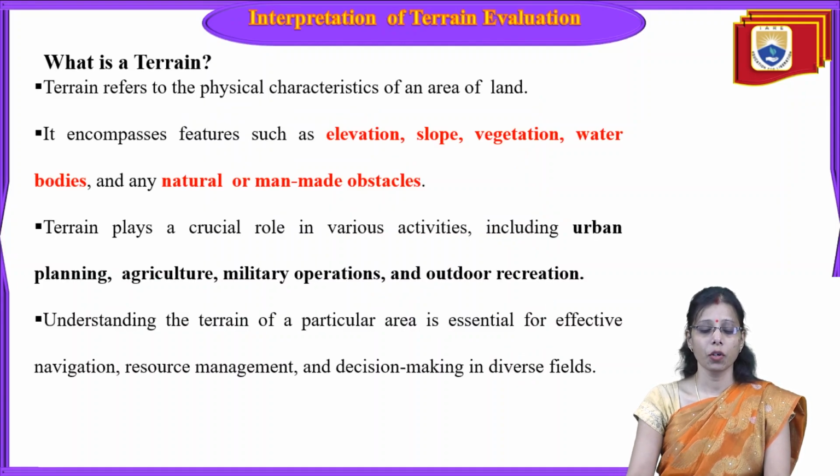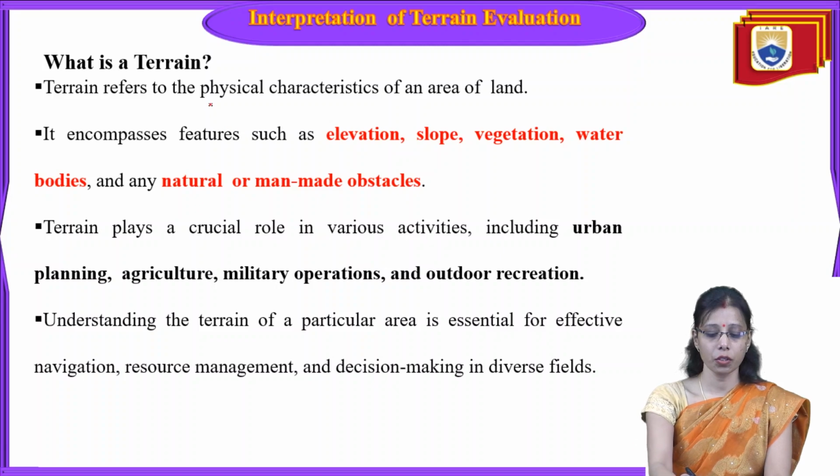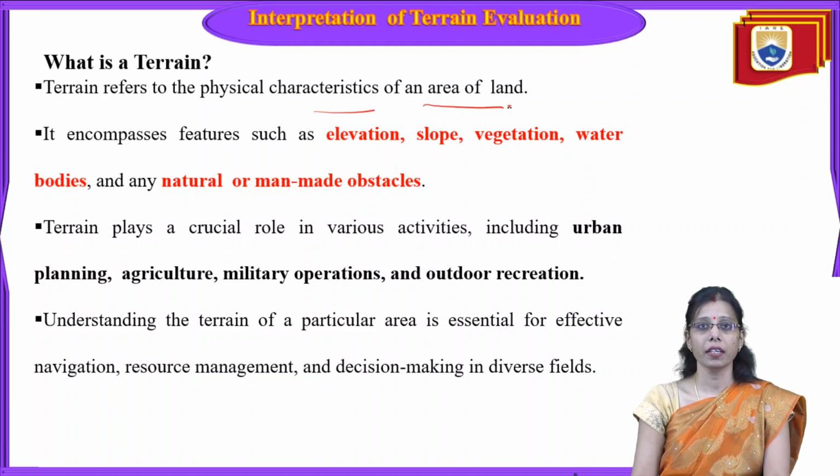So what is a terrain? Terrain refers to the physical characteristics of an area of land. That means a piece of land. If you take a piece of land, what are the physical characteristics present on the land? Like what type of topography is there, what type of soil is there, what type of feature is present, or whether it is a hilly area or plain area. All that comes under the physical characteristics of the terrain.